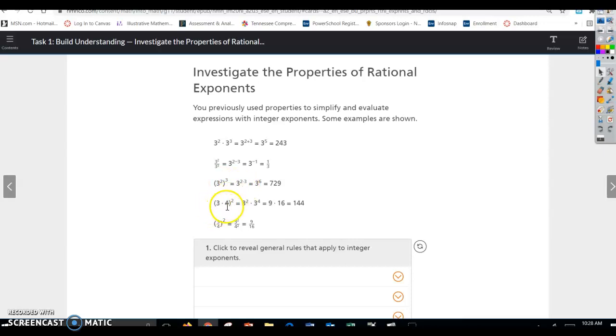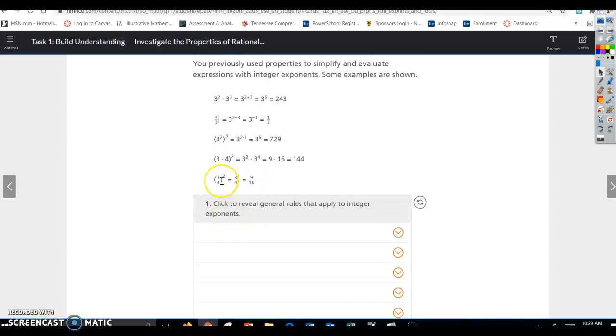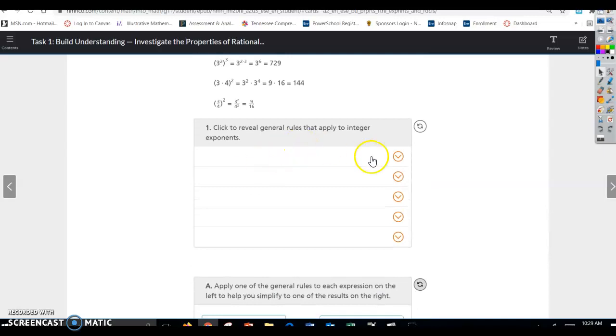And when you have two things in parentheses, both of those would be to that power. So 3 squared and 4 squared. Not sure exactly what they did right there. All right, so here we have in parentheses squared, so the numerator should be squared and the denominator should be squared. All right, it says click to reveal general rules that appear.